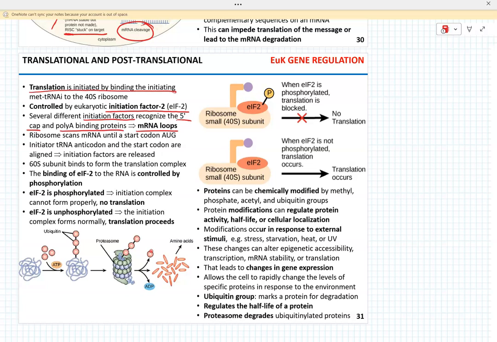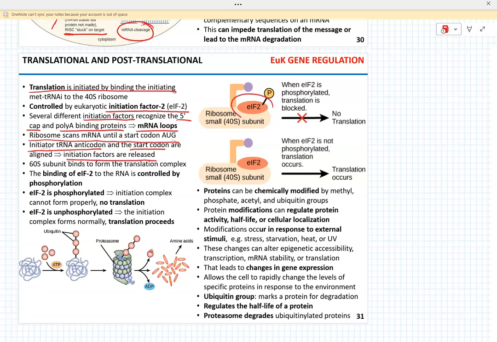Now, as you remember, ribosomes will move along mRNA until they find the start codon, and then when the initiator anticodon and the start codon are aligned, initiation factors are going to be released and translation will go into the elongation phase.